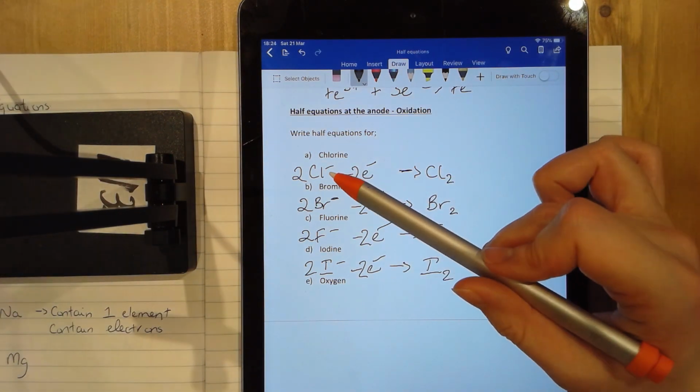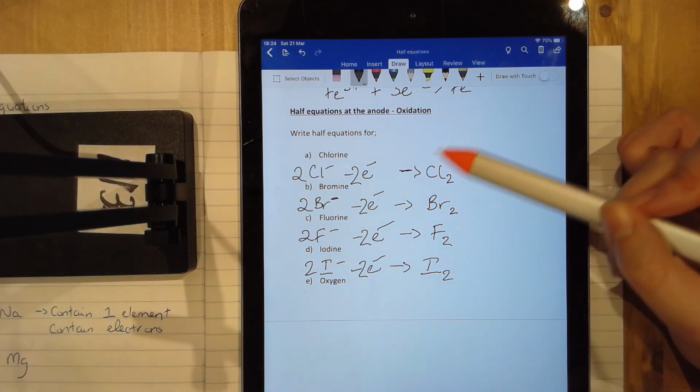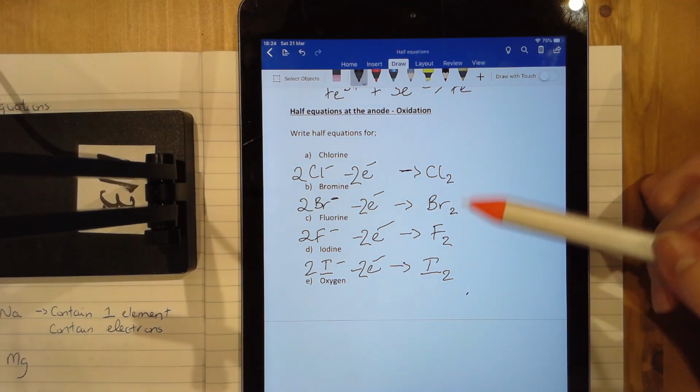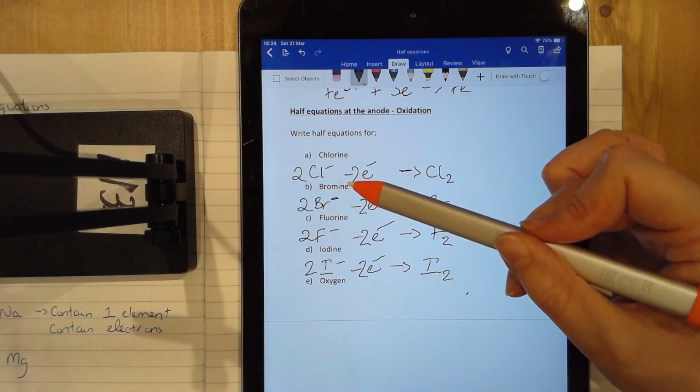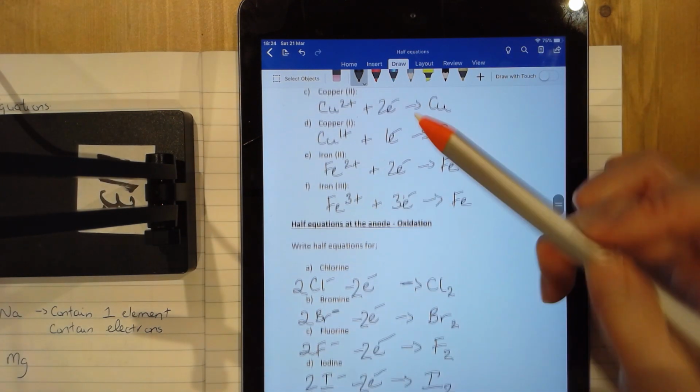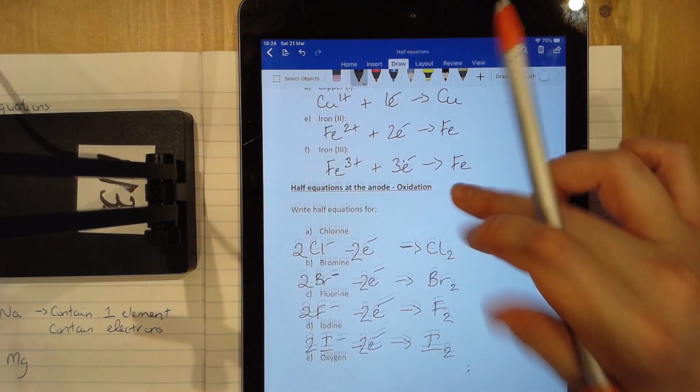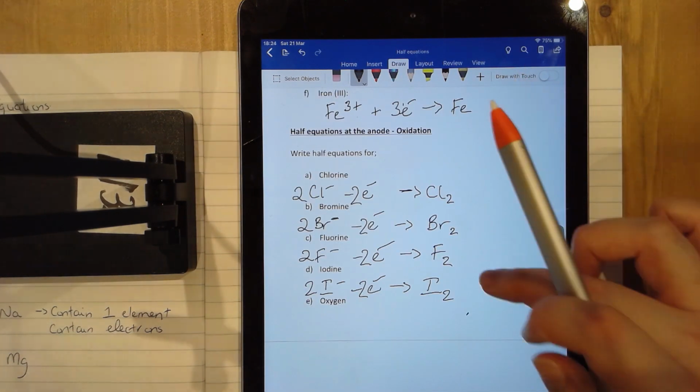Again, you'll see you've got something charged on the left-hand side. You've got something neutral on the right-hand side. And these charges here are always matching. It's a negative charge in the ion. You're taking the electrons away. When we had a positive charge in the ion, we were adding electrons. Negative charge in the ion, we're taking the electrons away.